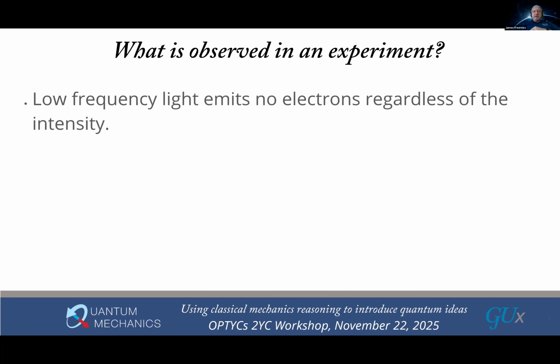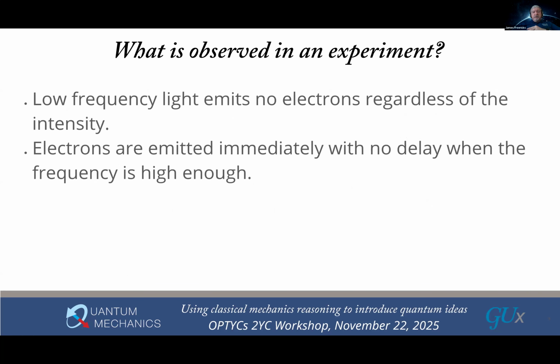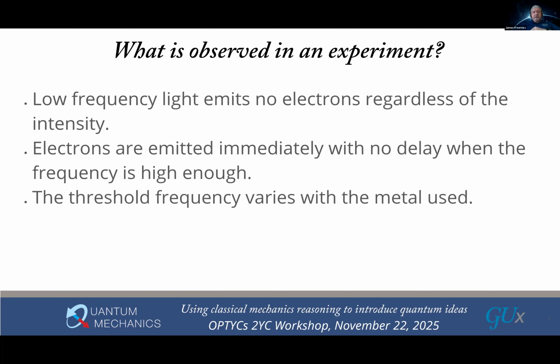So what is actually seen? Low frequency light emits no electrons regardless of the intensity. This is consistent with the classical description. Electrons are emitted immediately with no delay when the frequency is high enough. This is only consistent with the classical description if the time scale for the resonance to build up is really small, like less than a nanosecond or something like that. Otherwise, this would be in contrast with the classical result.